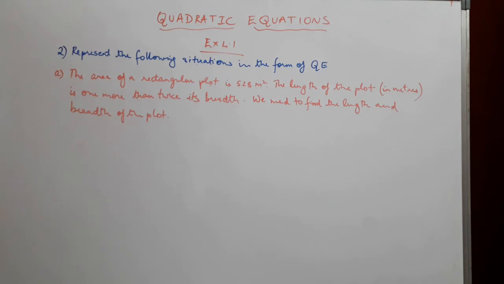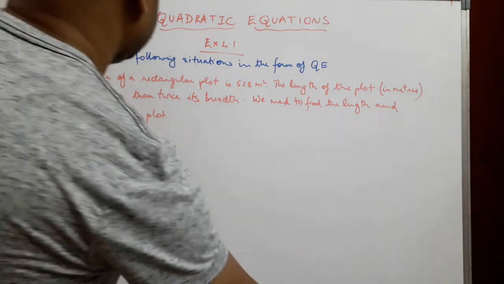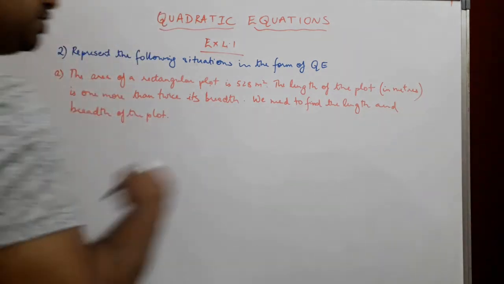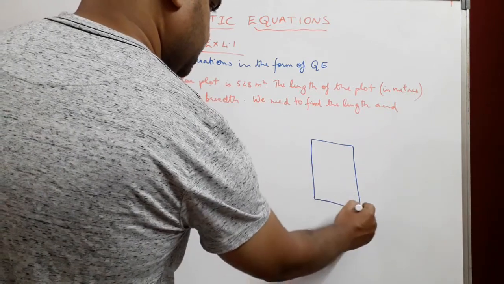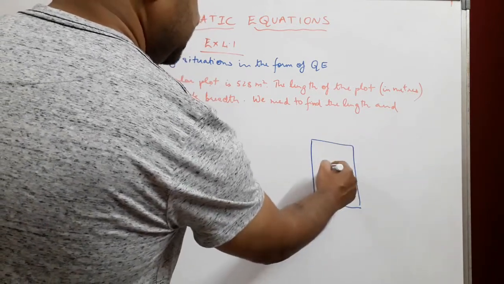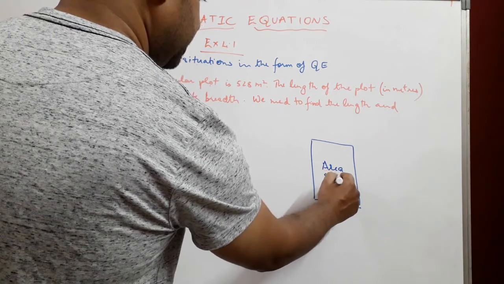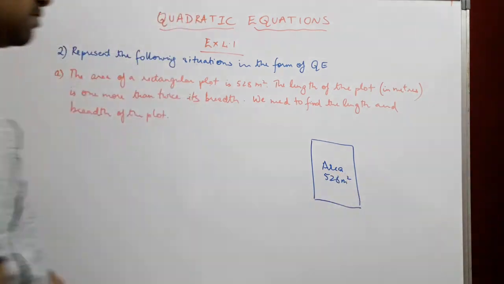So in this case all we need to do is find the equation of this particular problem in terms of quadratic equation. So we need to find it in quadratic form. What we see over here, we are given that the area of a rectangular plot is 528 square meters. So you have a rectangular plot this way, and the area inside is 528 square meters.